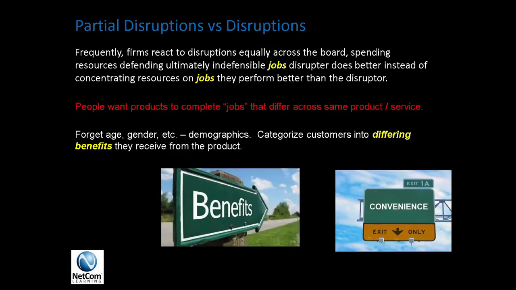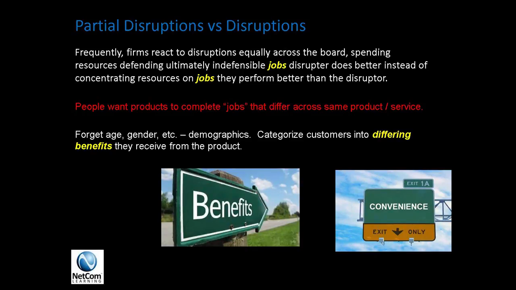Now, frequently, firms react to disruptions equally across the board, where they spend resources defending ultimately indefensible jobs. And they don't really put the resources in jobs that they would always do better than the disruptor. That's why, in order to protect our business against disruption, let's figure out what are the multiple jobs that our different customers want from the same product or service. So again, it comes down to this: people want products to complete jobs that differ across the same product or service.